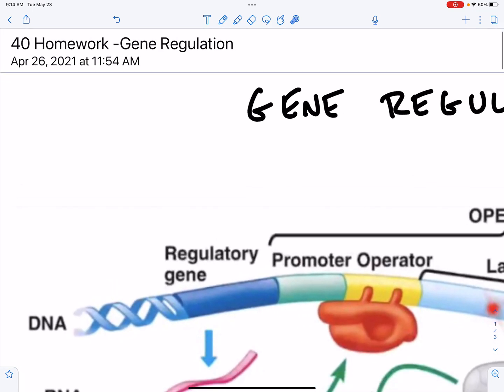Now, we've been talking extensively about the central dogma of biology, this idea that DNA is transcribed into RNA and leads to protein, which leads to traits and behaviors.